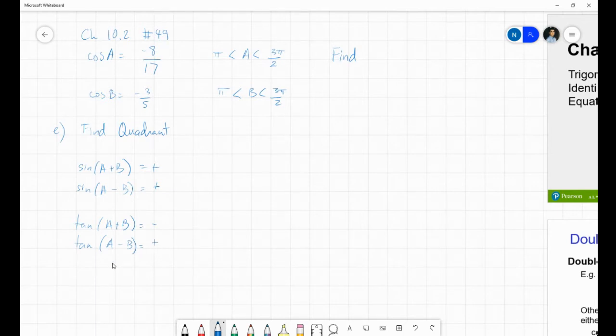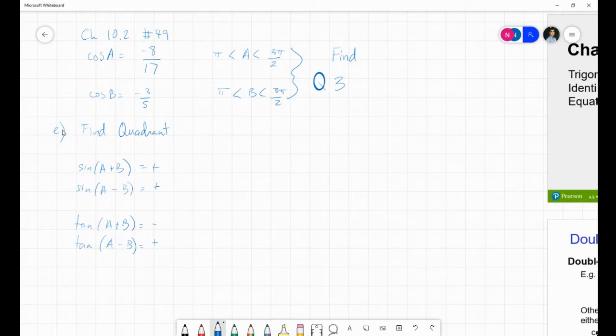So this is where I got into a logical question because it wasn't making sense to me. I did the ASTC, and I know if sine is positive and tangent is negative, then it's in a specific quadrant, right? But then I was looking at the original terms given to us. A is between pi and 3 pi over 2, and B is between pi and 3 pi over 2. Those are both in quadrant 3, right? Yes. So if both of them are in quadrant 3, how could one of them be in quadrant 1? The F portion, the quadrant of A minus B, was in quadrant 1.